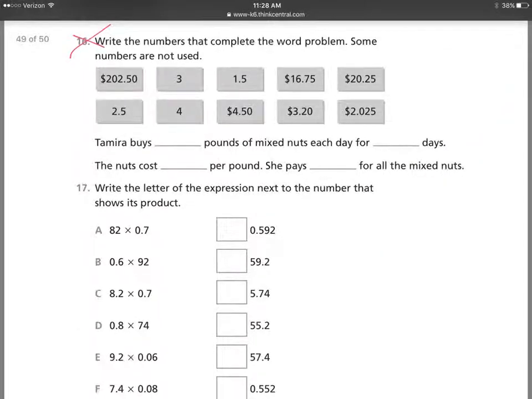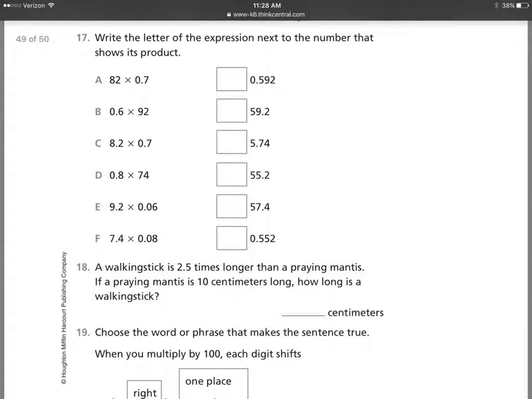Woohoo! Number 17 is pretty self-explanatory. All you're going to need to do here is solve this problem. Find the answer. When you do, it's going to be over here somewhere. Figure out where that answer is and put this letter in the appropriate box.